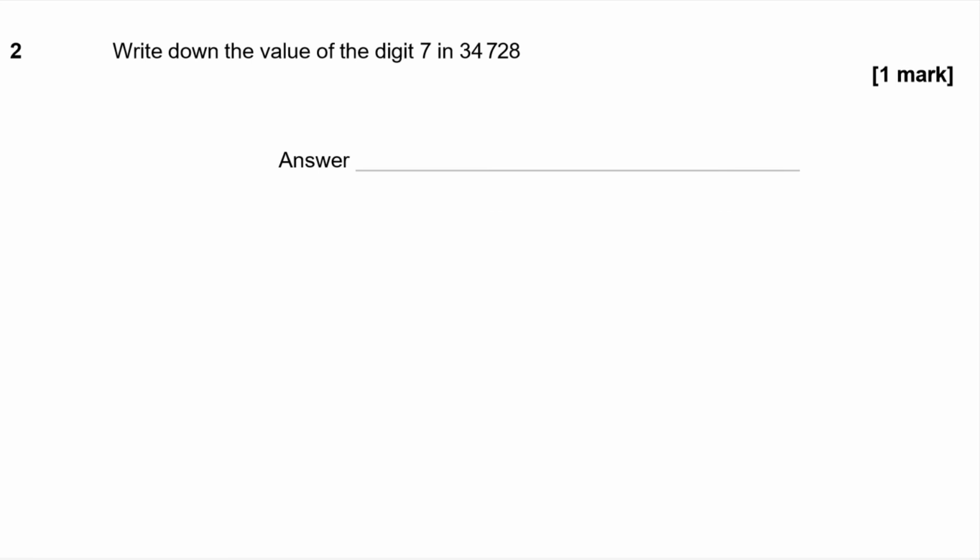Question 2. Write down the value of the digit 7 in 34,728. Well, if you just read it out loud, I said 700, didn't you? So the value of that digit 7 is 700.